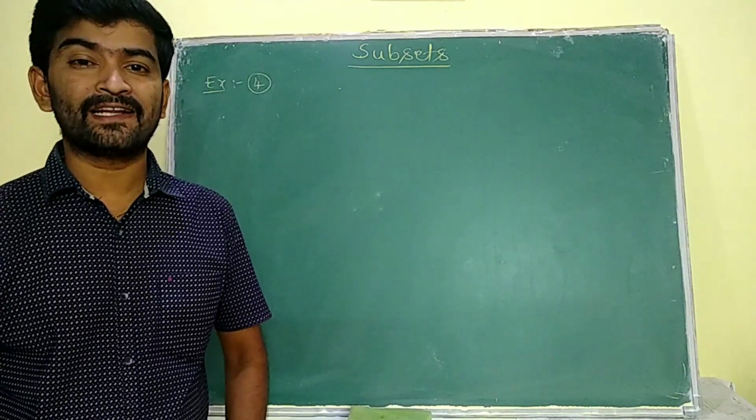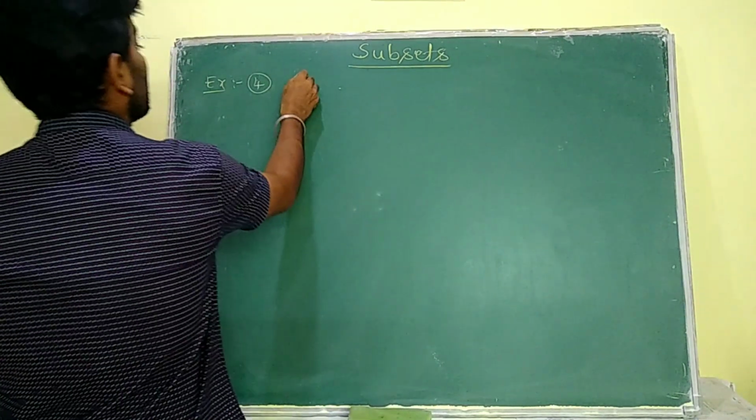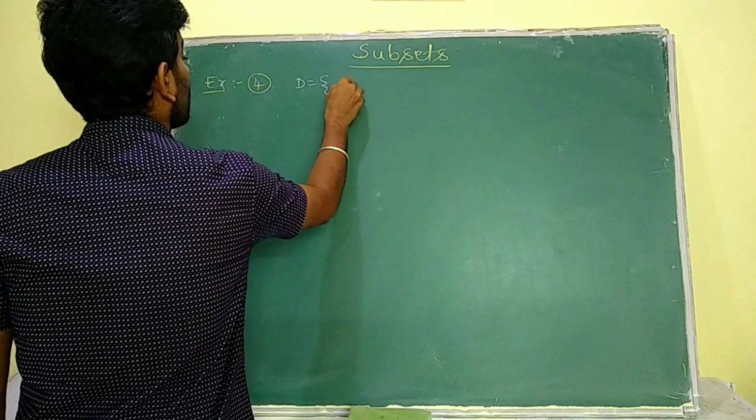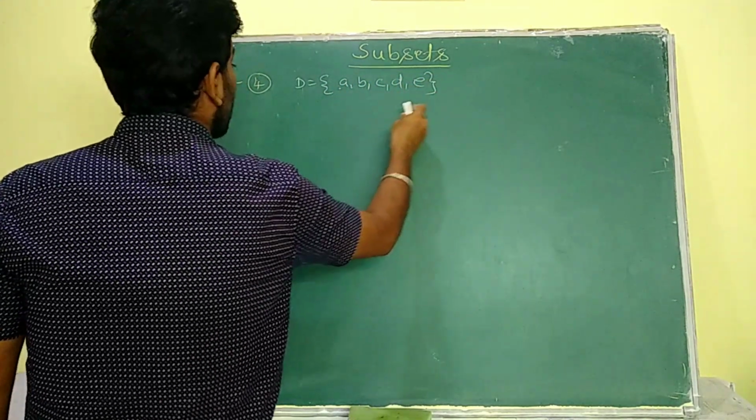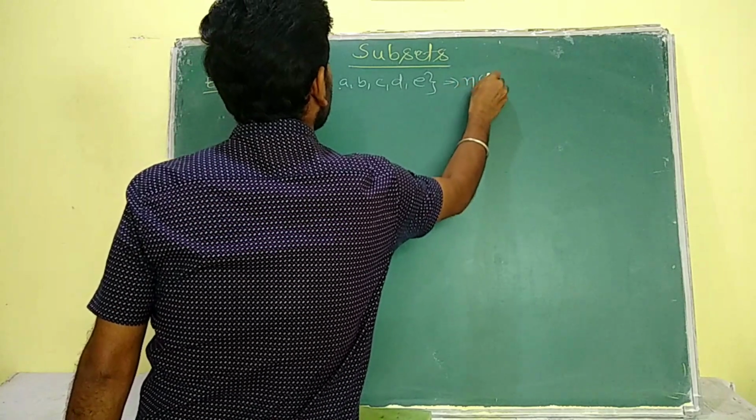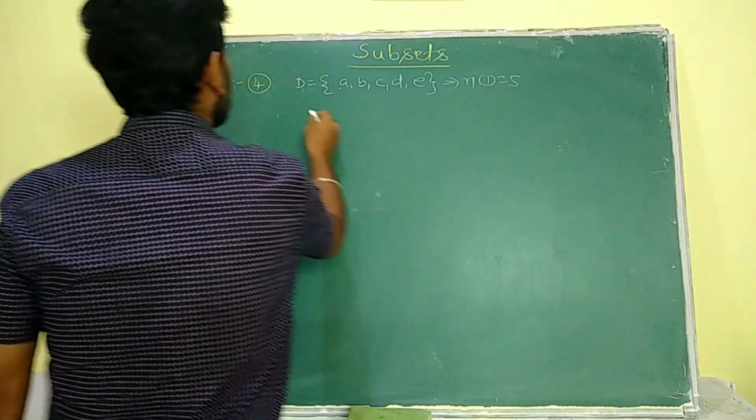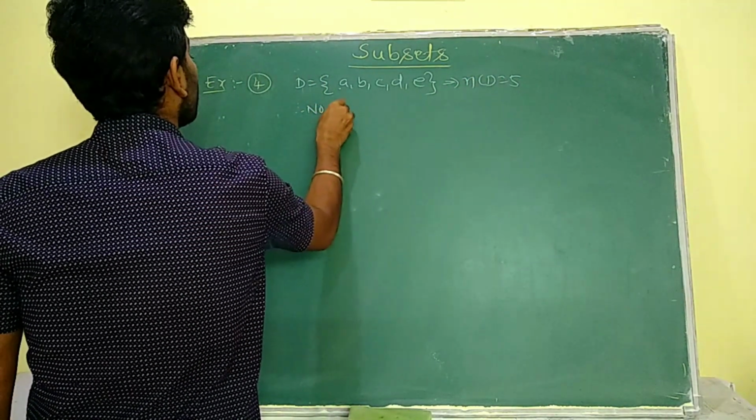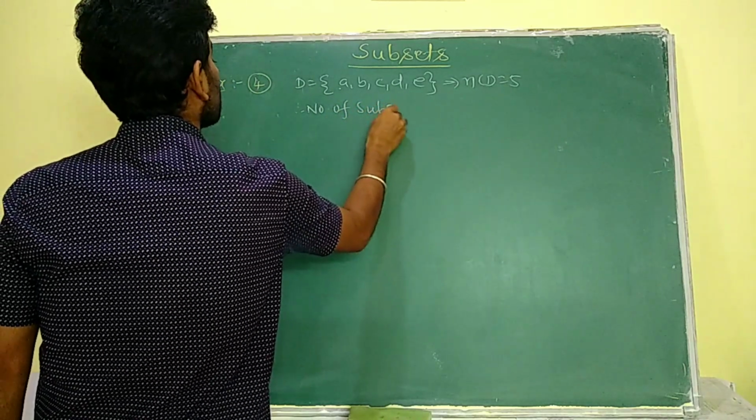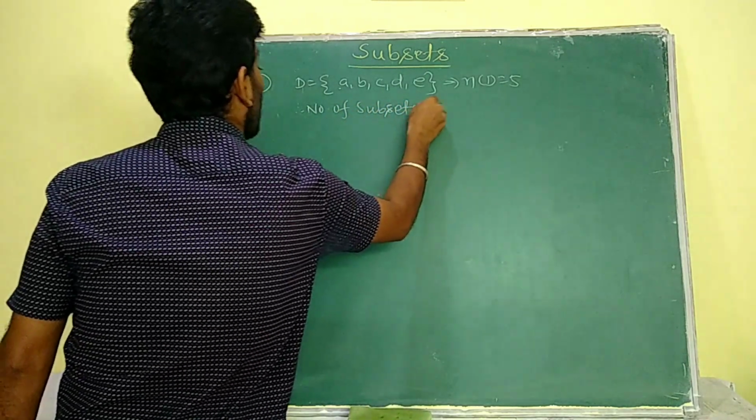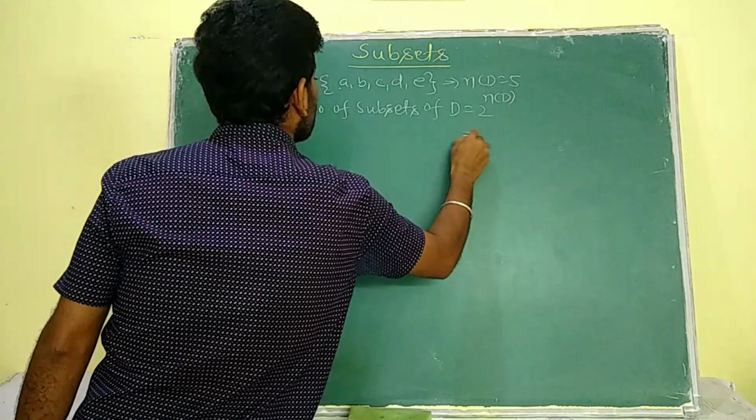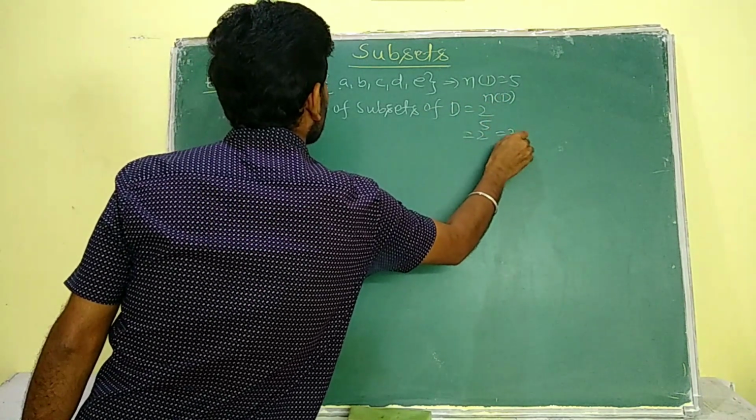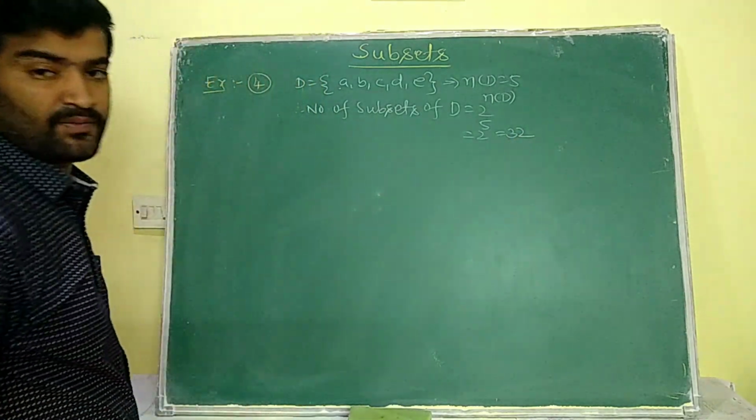Now we will take another example. D is equal to A, B, C, D, E. That implies n of D is equal to 5. Therefore, number of subsets of D is equal to 2 power of n of D. That is equal to 2 power of 5. That is equal to 32 subsets.